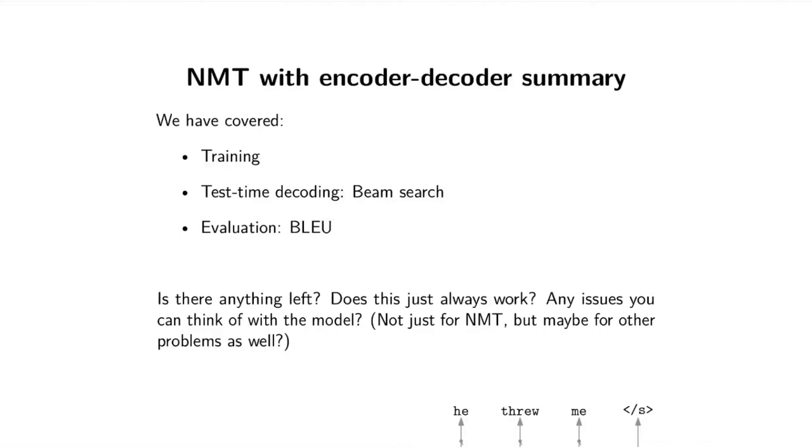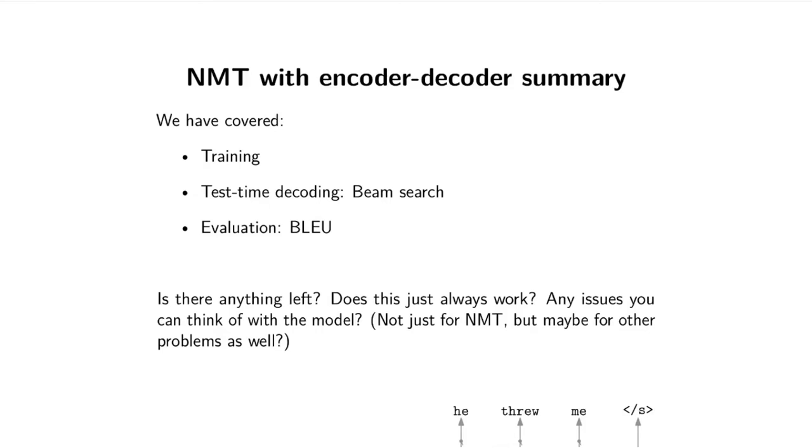So we've looked at training. Training is actually relatively easy, right? You feed in the output from the previous prediction to the next time step, and you train. We've looked at test time, what you can do. You can do greedy search, or you can do something slightly better like beam search. And then we haven't looked at evaluation of BLEU, but I'll explain that in the next lecture.